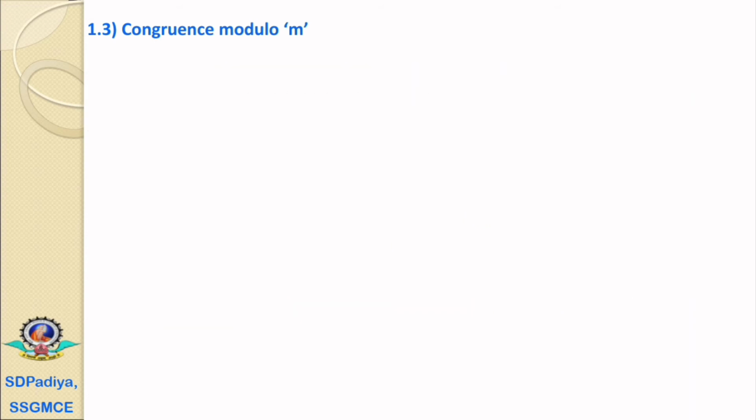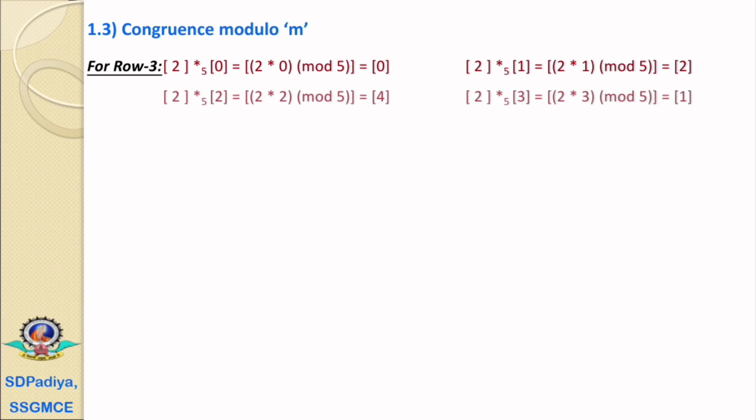For the third row, when i equals 2, then 2 into 0, 0, 0 mod 5 is 0. 2 into 1, 2, 2 mod 5 is 2. 2 into 2, that is 4, 4 mod 5 is class 4. 2 into 3, that will be 6, and 6 mod 5 equals 1. And the last is 2 into 4, it equals 8, and 8 mod 5, that is class 3.